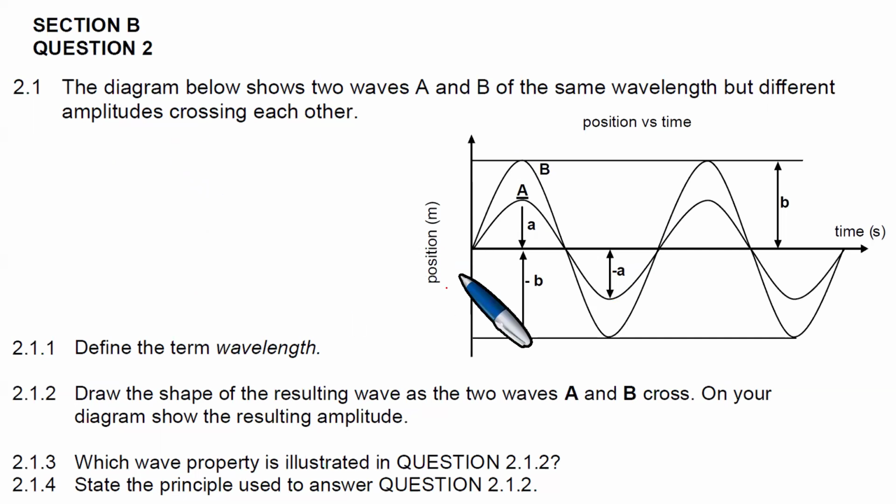You have the position, which is in meters, and you have position versus time. Now define the term wavelength. Let us define the term wavelength.